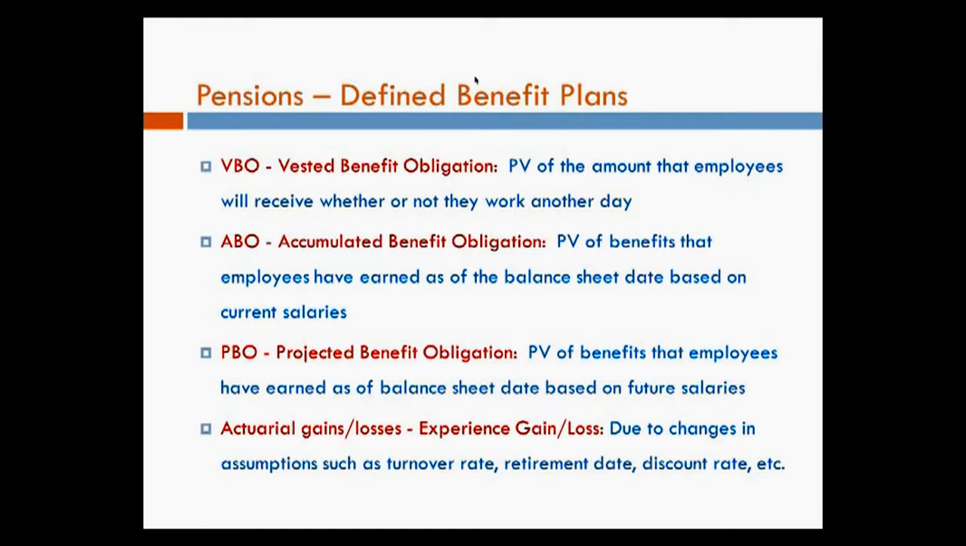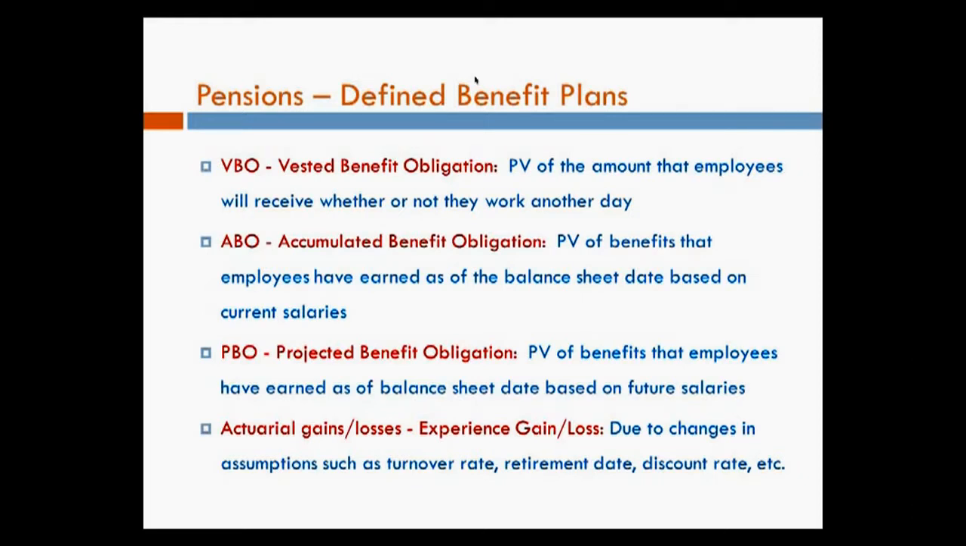The ABO, the accumulated benefit obligation. It's the present value of benefits that employees have earned as of the balance sheet date based on their current salaries. Okay? Somewhat similar to the VBO. The present value of the benefits that they've earned. Now the PBO is really what matters.